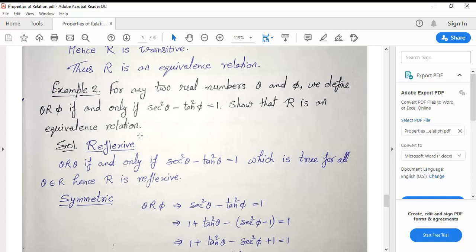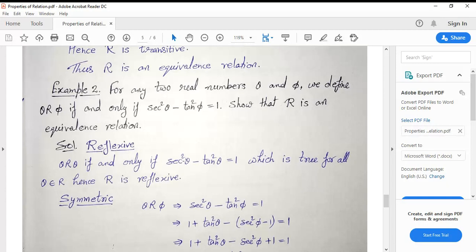So we start here. First we have to check whether this is reflexive or not. So for the reflexive, we have to take only one element. So we take here theta. Theta is related to theta, meaning here we have to put only theta as the element.